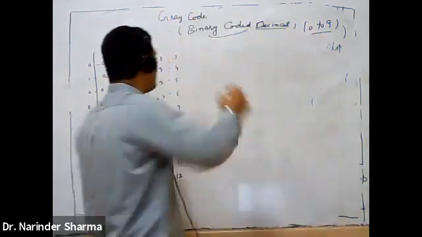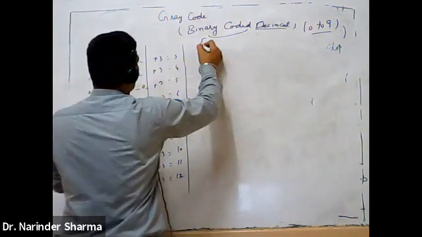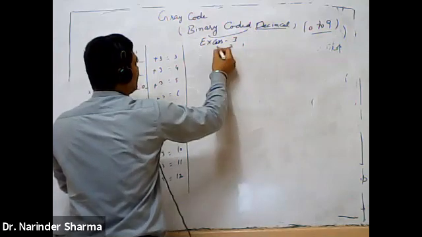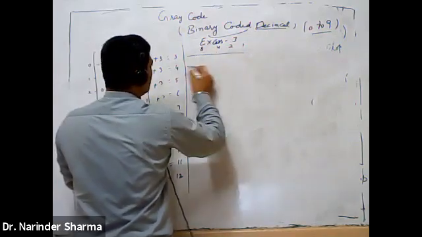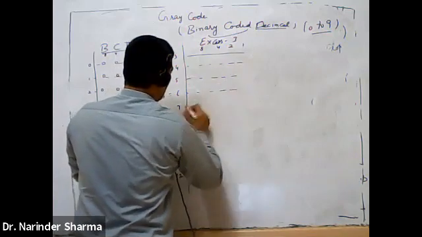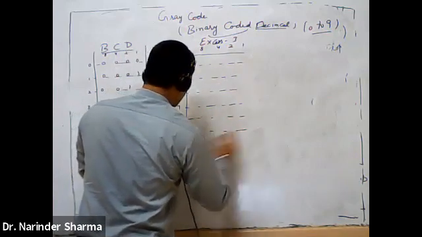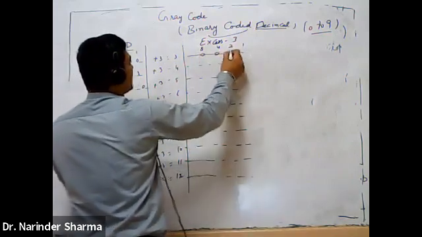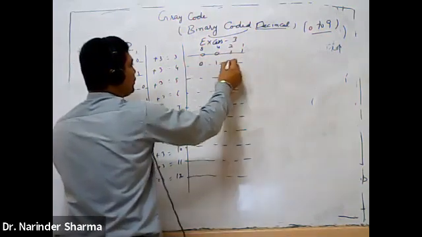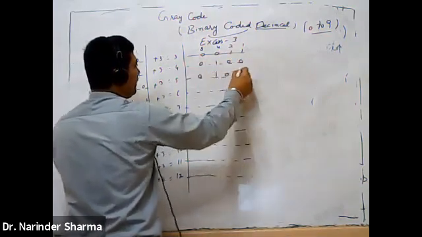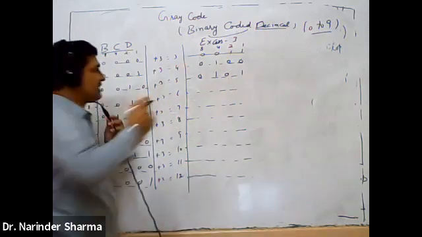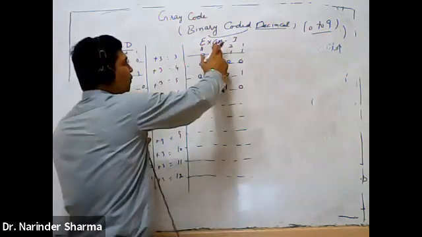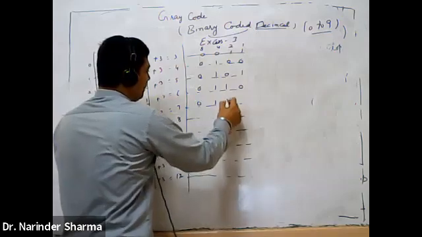Now I have to write its equivalent Excess-3 code. For 3, using the weighted method 8, 4, 2, 1, again you have to fill the values as per the weighted rule. 3 is 2 plus 1. 4 has a 1 under 4. 5 is a combination of 4 and 1, so 1 under 4 and 1. 6 is a combination of 4 and 2, so 1 under 4 and 2. 7 comprises 4, 2, 1.